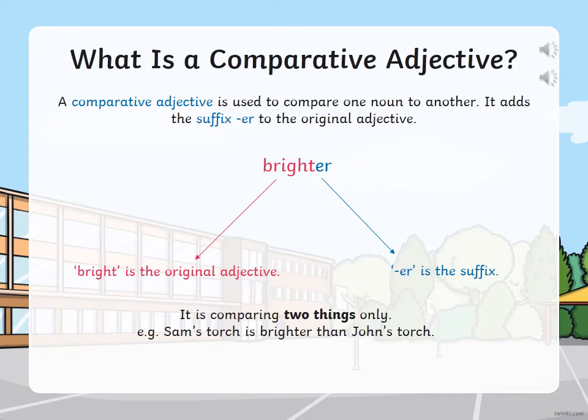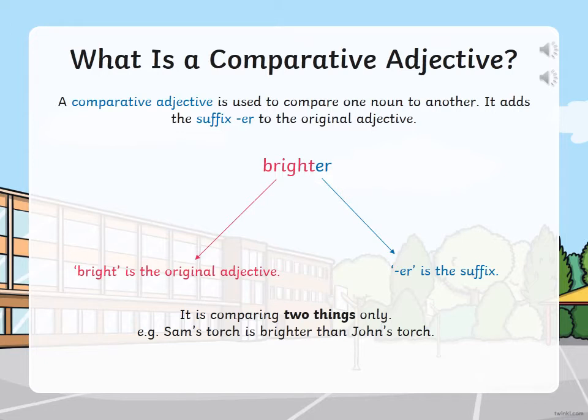What is a comparative adjective? If you look at the name comparative, it comes from the word to compare. When I use a comparative adjective, it means that I am comparing between two nouns, and I usually add the suffix er to the word.